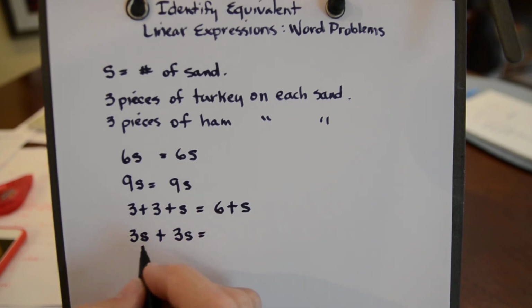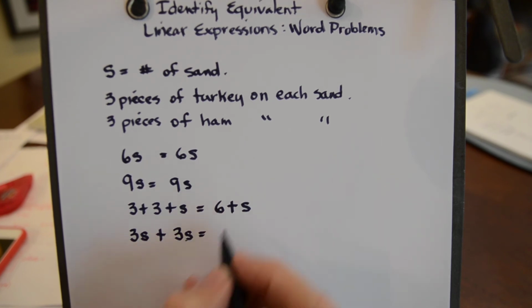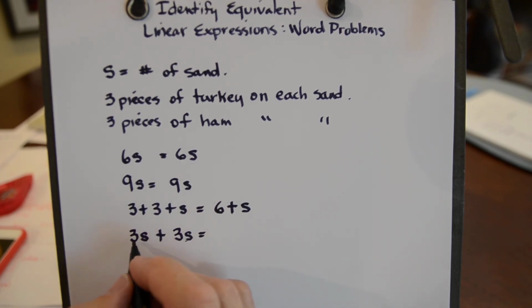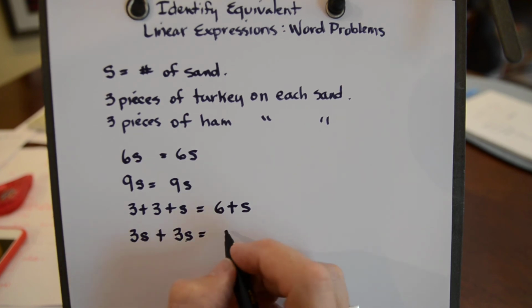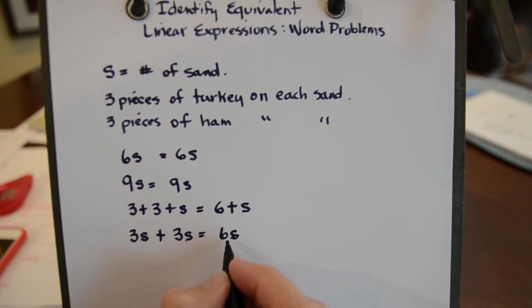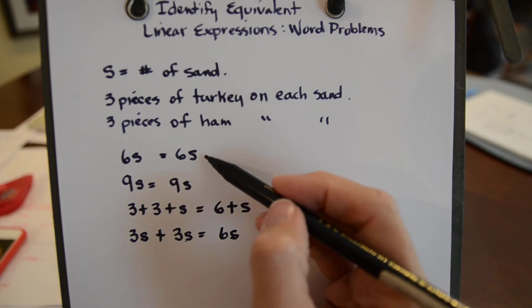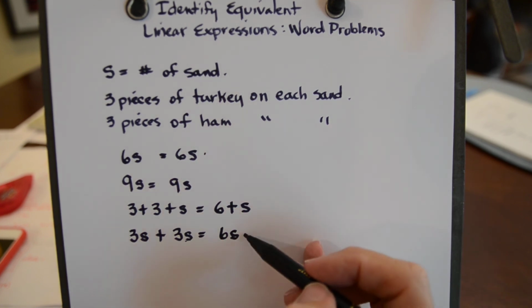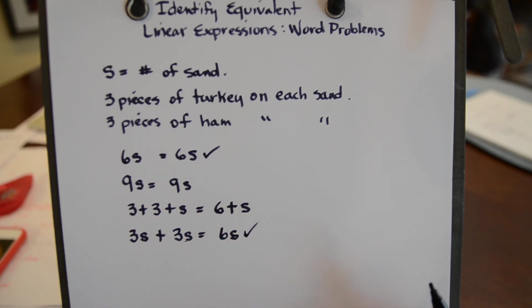And then when we get down here to this one, I see 3S, and I need to add it to another 3S. These 2 are like terms, so I can actually add them, and 3 plus 3 is 6S. So 3S plus 3S becomes 6S. And when I look back, this is the same as this. So these 2 are equivalent.